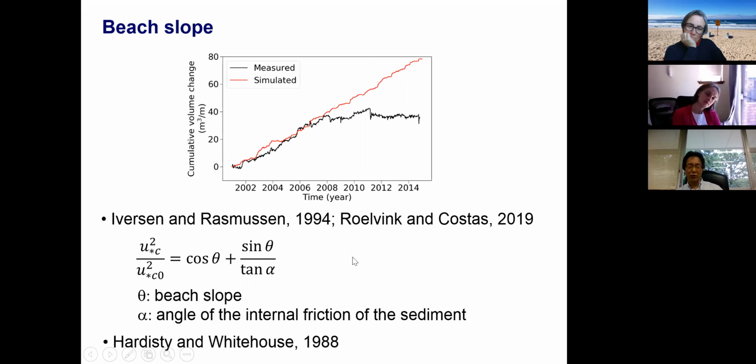How to include the influence of the beach slope in the estimation of the aeolian sediment transport rate was proposed by several scientists, including Iversen and Rasmussen, Lovink and Costas, and Hardesty and Whitehall. I think that including the beach slope in the estimation of the aeolian sediment transport rate should improve the model accuracy. So in the next step, we will do that.